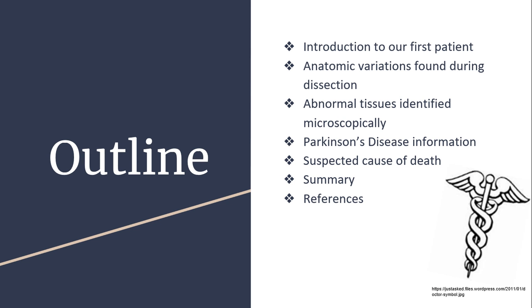So here's a brief outline of what our presentation will be like today. We're going to give you a brief introduction to our first patient. We're going to talk about anatomic variations we found during our dissection. There weren't many, but we'll talk about a couple. We'll talk about abnormal tissues that can be identified. Talk about Parkinson's disease, which is the cause of death on the certificate of our patient. We'll talk about suspected cause of death, some summary, and then you'll see our references.